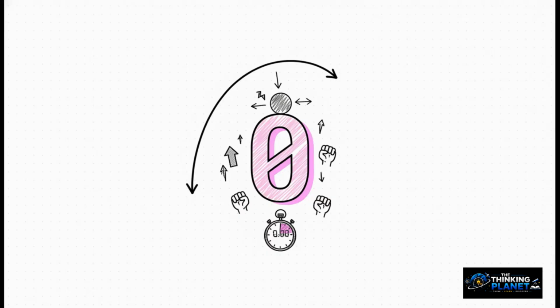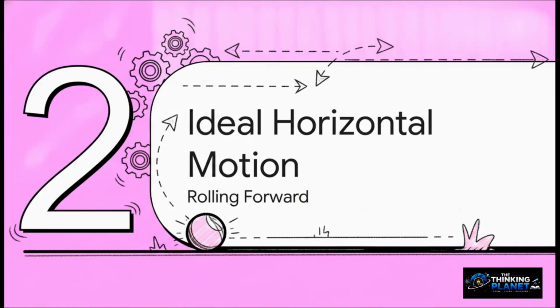And that brings us to a really crucial point, the number 0. At the exact moment the ball reaches its absolute maximum height, right before it gives up and turns around to fall, its vertical velocity drops to exactly 0. It freezes. Just for a microscopic fraction of a second, the upward fight is completely over and the downward fall is about to begin. Now lock that 0 in your mind because it's going to be super important in a few minutes. Moving on to part 2, the ideal horizontal motion, or rolling forward.